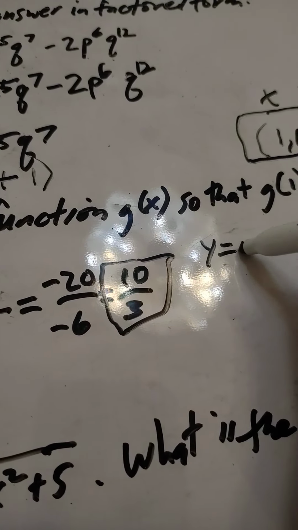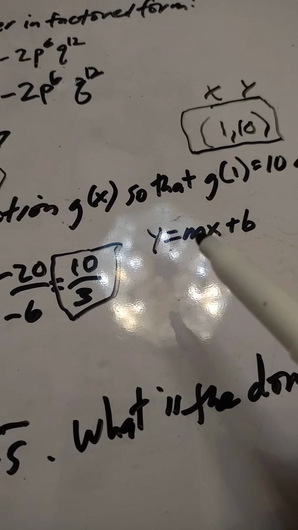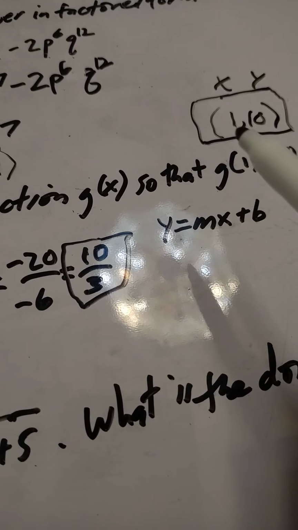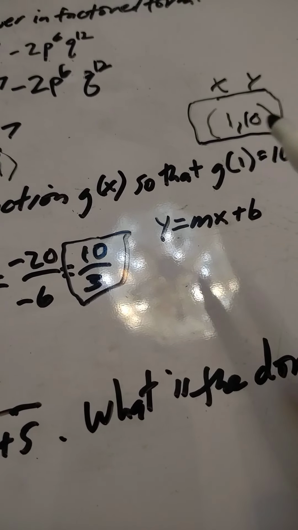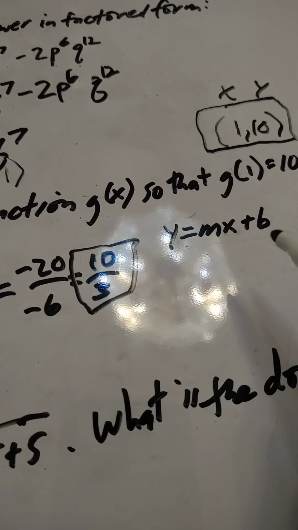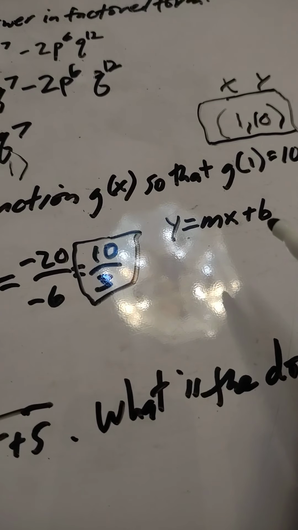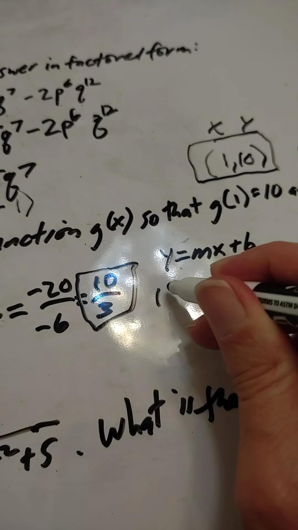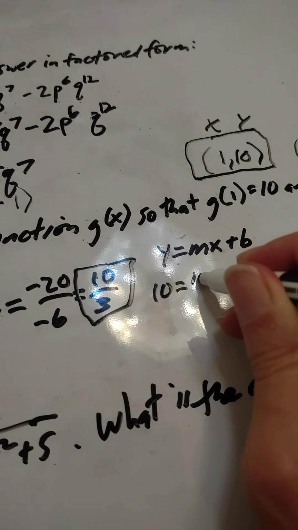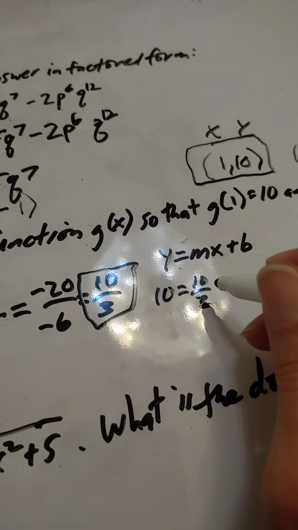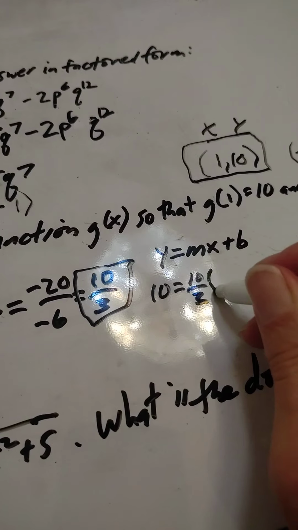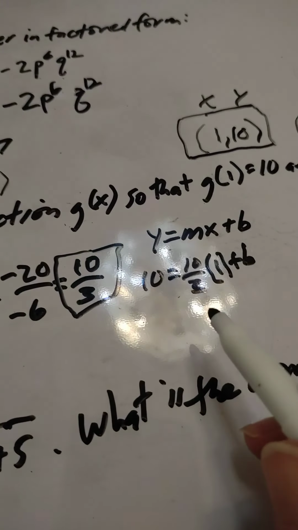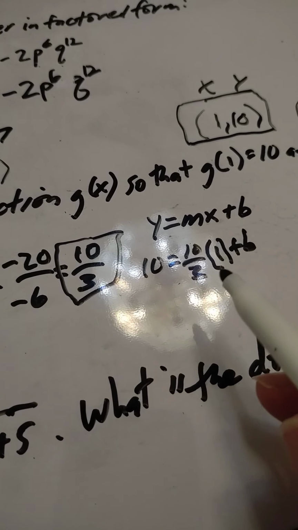So I know my line can be written in this form. m is the slope, which is 10 thirds. x and y, I'm going to choose x as 1 and 10 as y. Right now I know everything but b, so let's figure out b. So for y, write 10. m is 10 thirds times x, which is 1, plus b. So 10 thirds times 1 is just 10 thirds.